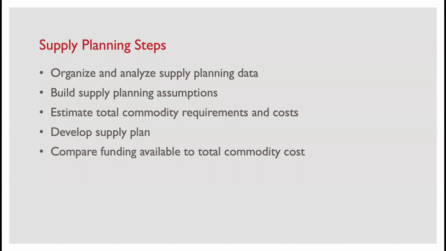Now let's think about the steps involved in supply planning. We have 5 main steps listed here: organize and analyze supply planning data, build supply planning assumptions, estimate total commodity requirements and costs, develop the supply plan, and compare funding available to the total commodity costs. Let's look at each step in more detail.